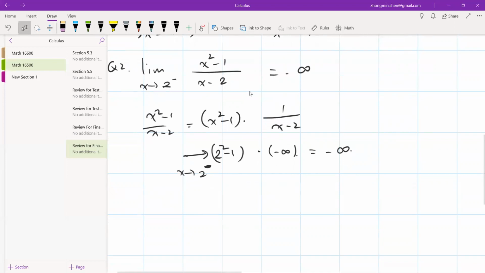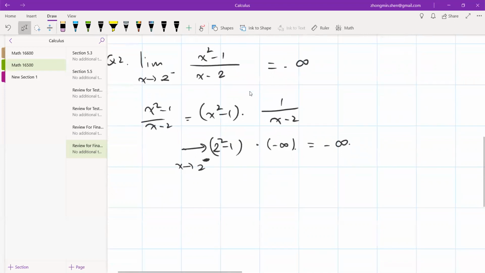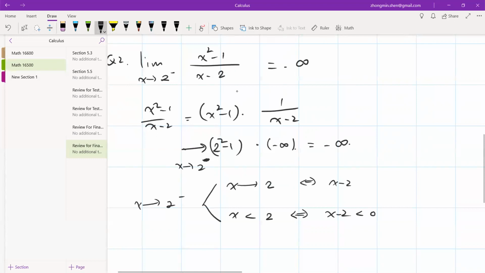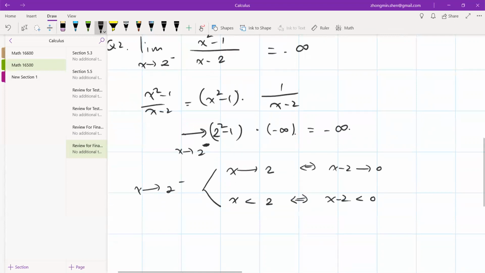1 over 2 minus 2, then you get 1 over 0, right? So this will be, x approaches 2 from the left means two things. x approaches 2 and x is less than 2. So that implies x minus 2 is less than 0, and then this implies x minus 2 approaches 0, okay? So that means x minus 2 approaches 0 from the negative side. Okay.